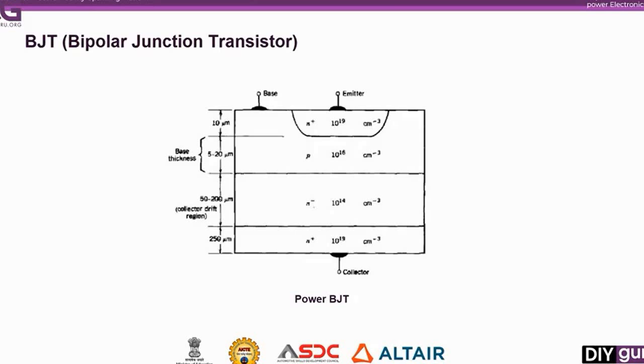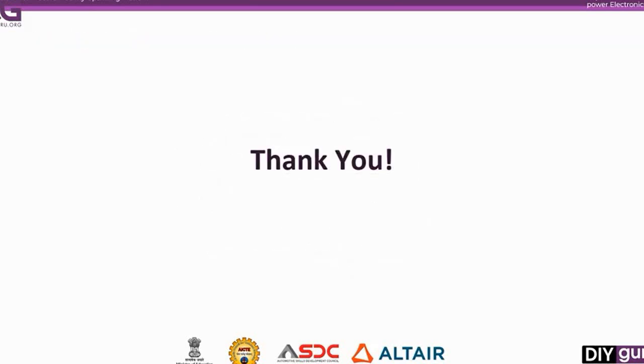The thickness of the drift region determines the breakdown voltage of the power transistor. The characteristics of this device are determined by the doping level of the layers and the thickness by which the layers are fabricated. In the next video, we will look at 2 other fully controllable power electronic devices, which are MOSFETs and IGBT respectively. Thank you.